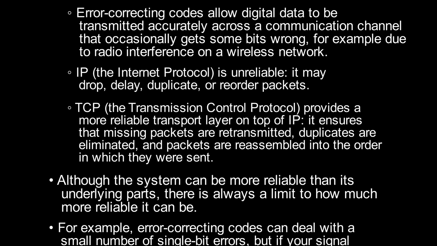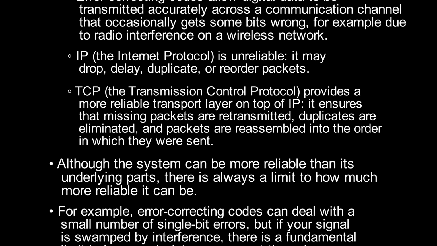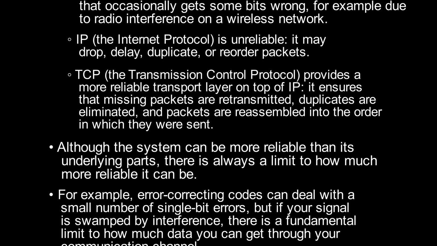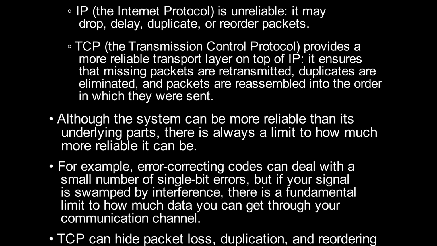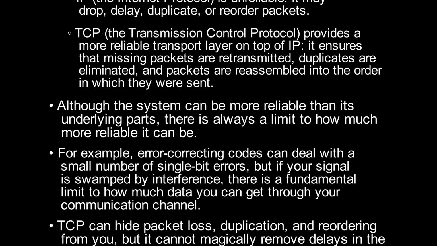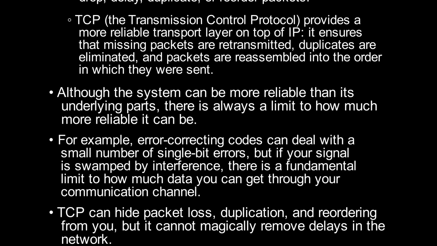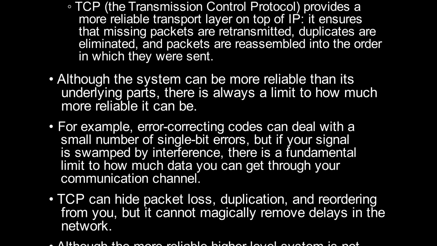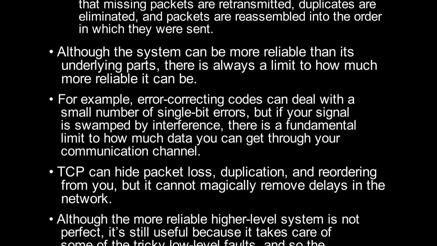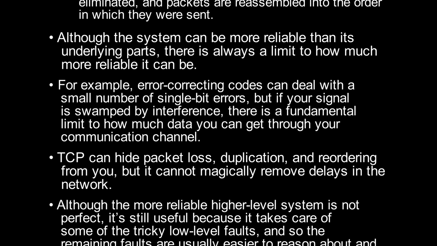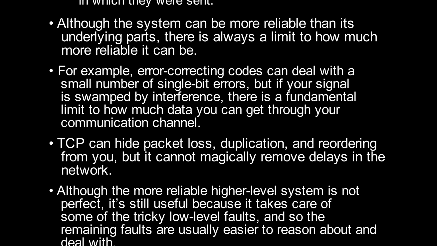Although the system can be more reliable than its underlying parts, there is always a limit to how much more reliable it can be. For example, error-correcting codes can deal with a small number of single-bit errors, but if your signal is swamped by interference, there is a fundamental limit to how much data you can get through your communication channel. TCP can hide packet loss, duplication, and reordering from you, but it cannot magically remove delays in the network.